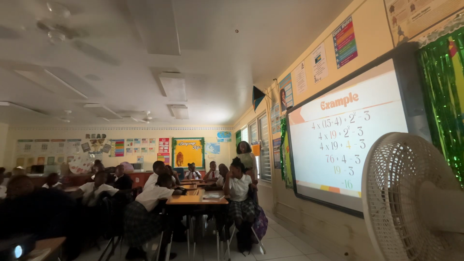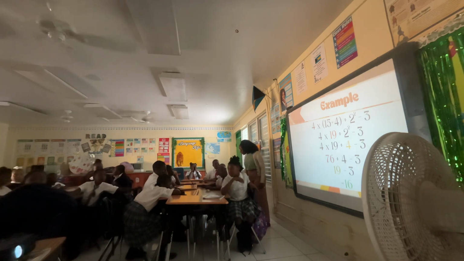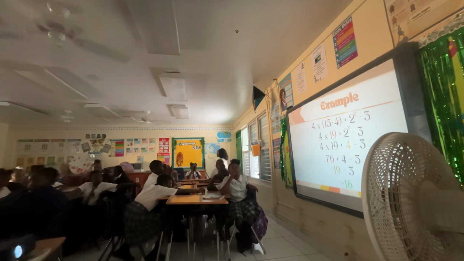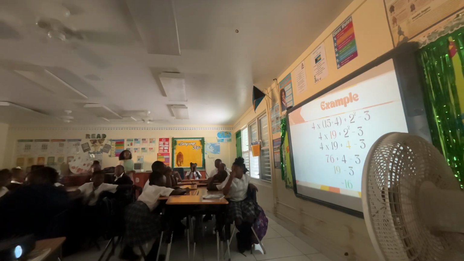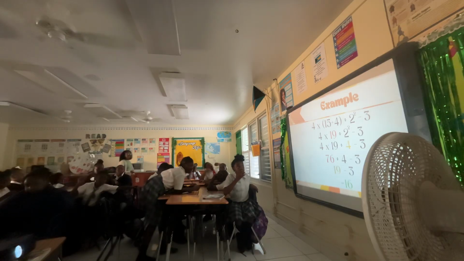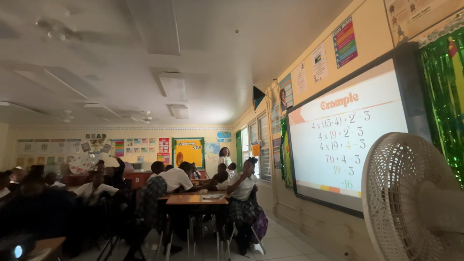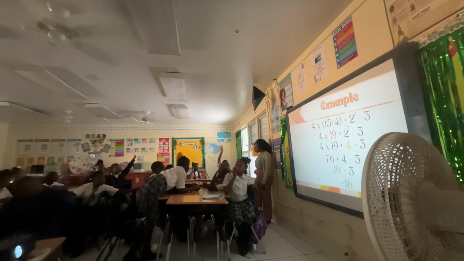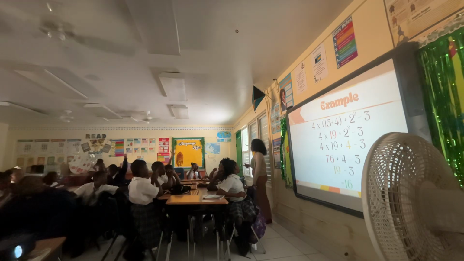What number is in the parentheses? Great job. And what number is that? 15 plus 4. What is 15 plus 4, grade 5? 19. Okay, so we have a new problem now. What do we do next? What do we do next?